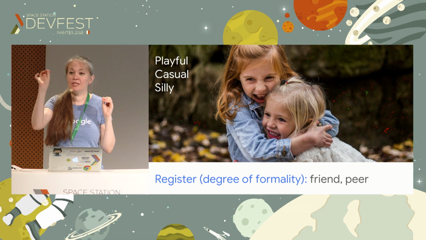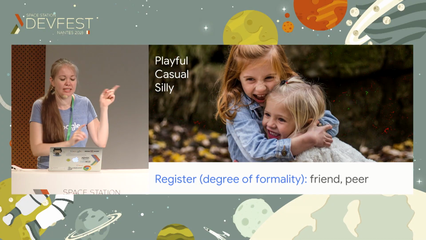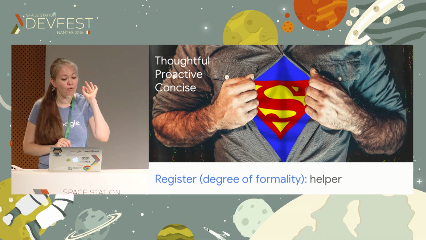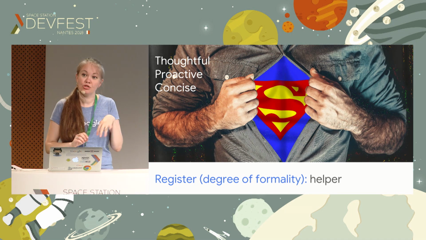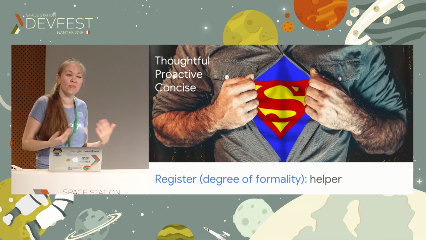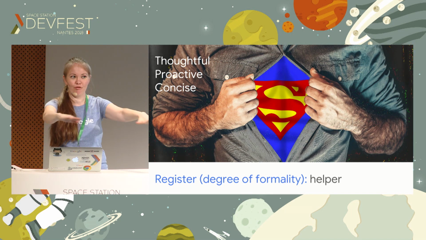So yeah, remember I told you about the register? There are 3 levels. There is a degree of formality called friend or peer, and that one can be playful, casual, silly. Then there is a second register, which is thoughtful, proactive, concise, and that is usually helper. Some people would call it servant. I like helper more, but this is the second level of formality.